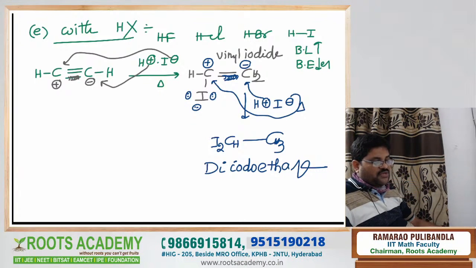So the pi bond shifted to one of the carbons and you get carbon with negative charge and carbon with positive charge. What is HX? Hydrochloric acid, hydrobromic acid, hydroiodic acid. Understood now? In hydroiodic acid, bond length is more, bond energy is less. That's why I minus ion attacks the C plus, H plus ion attacks the C minus, and you get vinyl iodide.